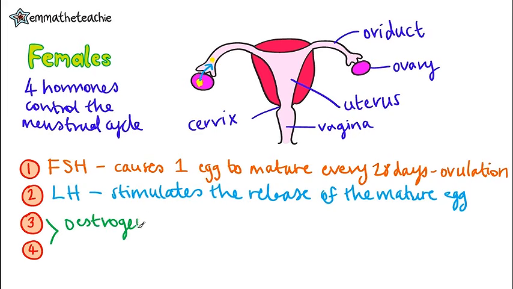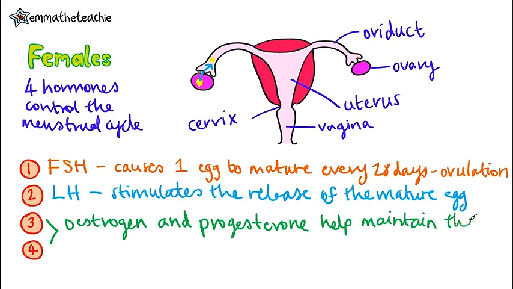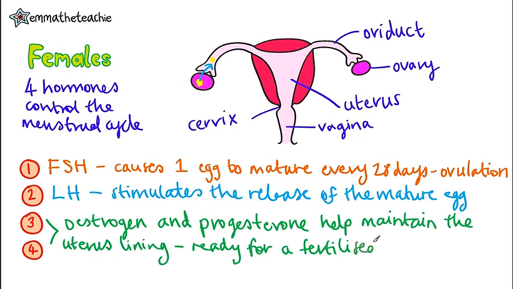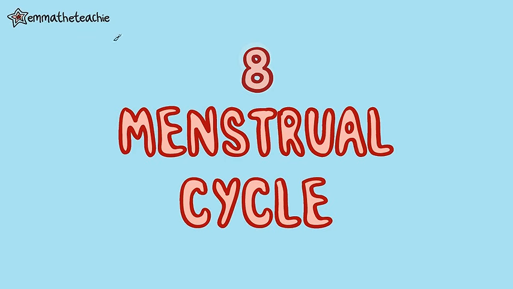Estrogen and progesterone carry out a similar function. They help to maintain the uterus lining, which just means it stays thick, ready for a fertilized egg to come along and implant into.